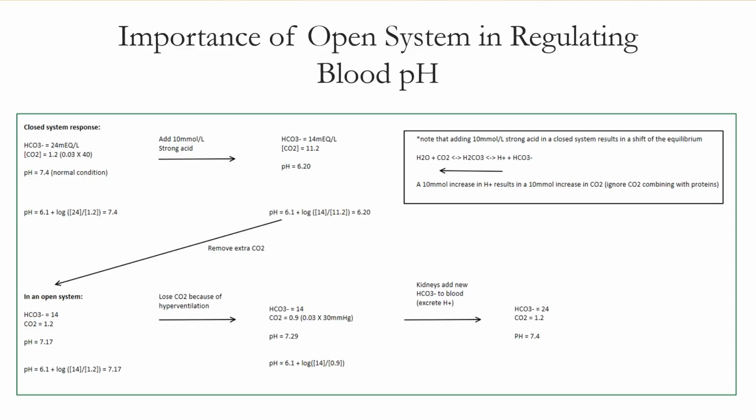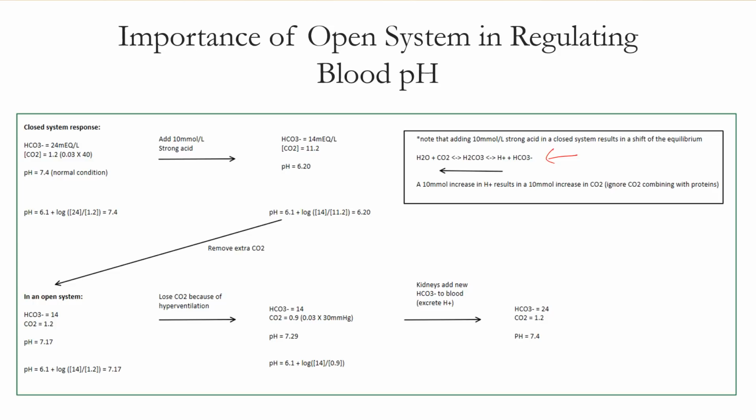Okay, so we're going to keep that Henderson-Hasselbalch equation in mind, and we're going to use an example to show you the importance of having an open system in regulating blood pH. And by an open system, I mean being able to regulate the pH via the respiratory system and the renal system, and how that helps us to adjust our pH. So we're going to go through an example like that. All right. Now, first off, over here, I just want to point out that we have our equation, so we can look at that for reference.